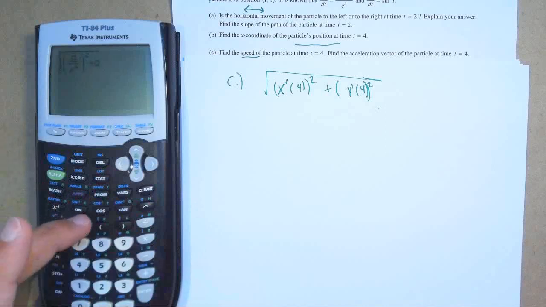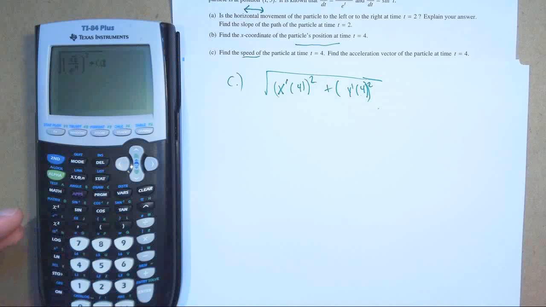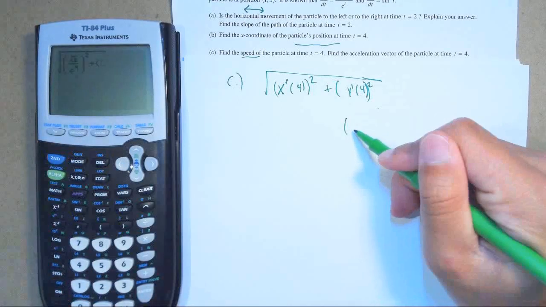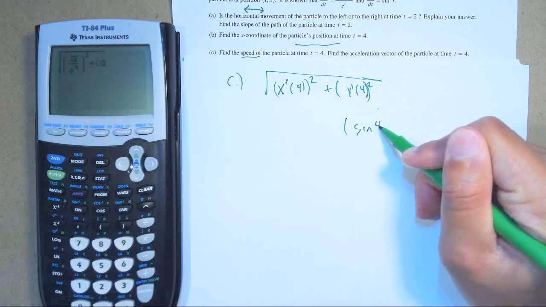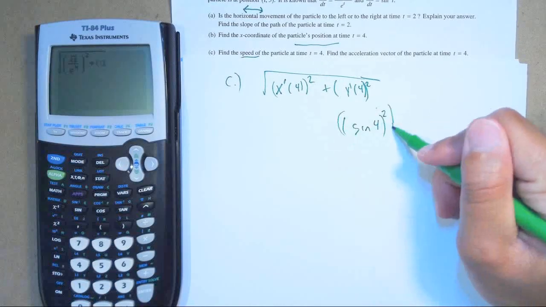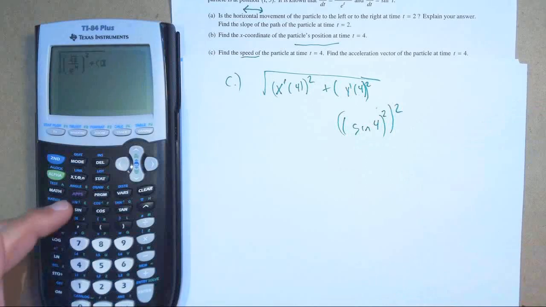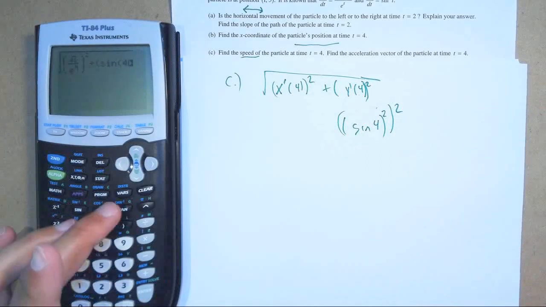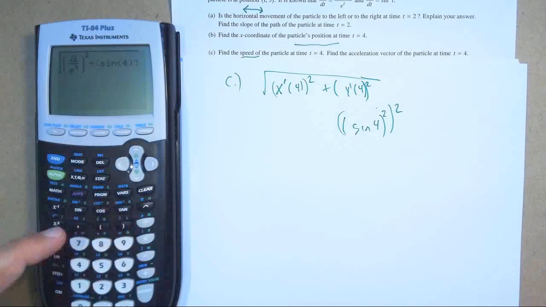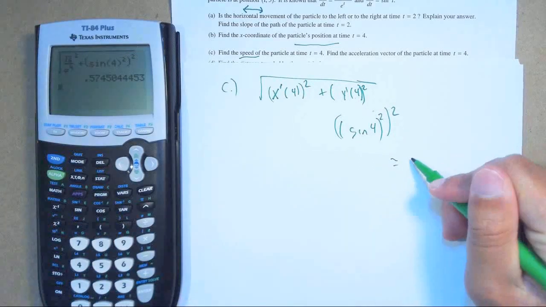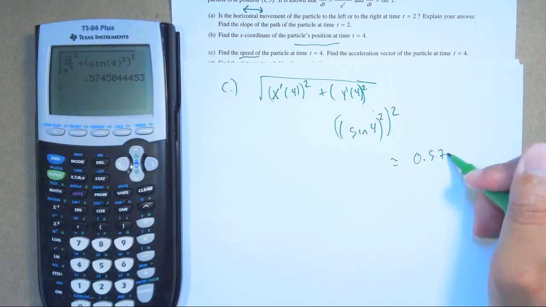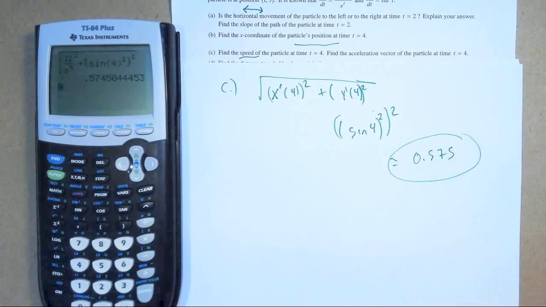Plus, do the same thing now for the y. Now y is just sine squared t. So this is what you have to be careful about, because when you calculate it, what you're going to actually end up doing is sine of 4 squared, followed by a squared. So that's going to be sine 4 squared, technically, close the parentheses, and also square it again, and then press enter, and that's going to give you a value of 0.575. And that right there is the speed of the particle.